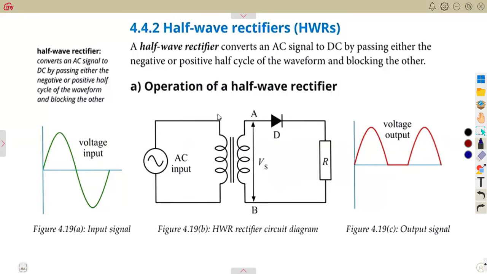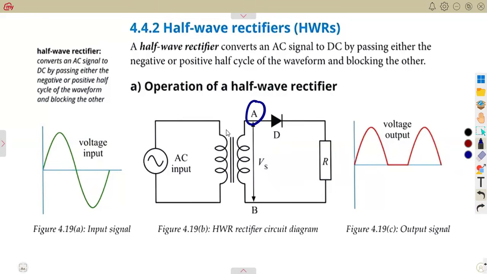We have got what we refer to as the half-wave rectification. The operation is not of importance for now. In this case, we need the part of the calculations. So when you are given a half-wave rectifier, it converts an AC signal to a DC by passing either the negative or positive half cycle of the waveform and blocking the other. And that is, if you are to consider point A, this point here, that is the one there on the secondary side. As you can see, it's on the secondary side.